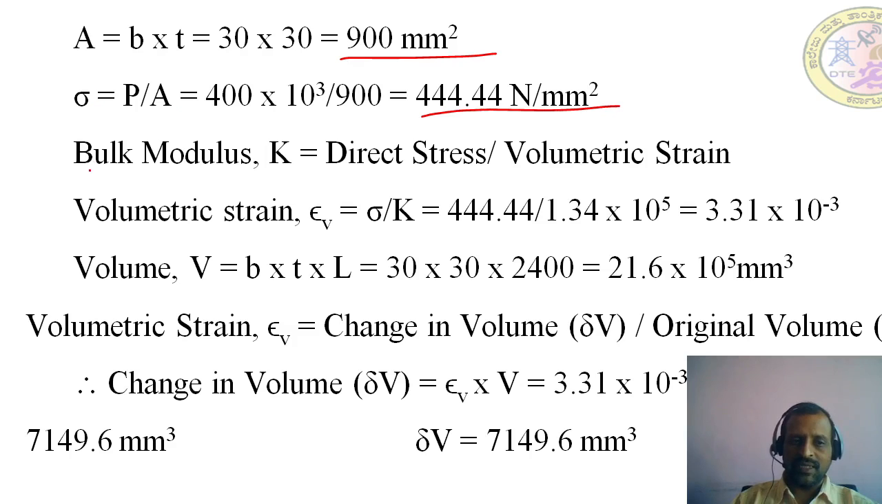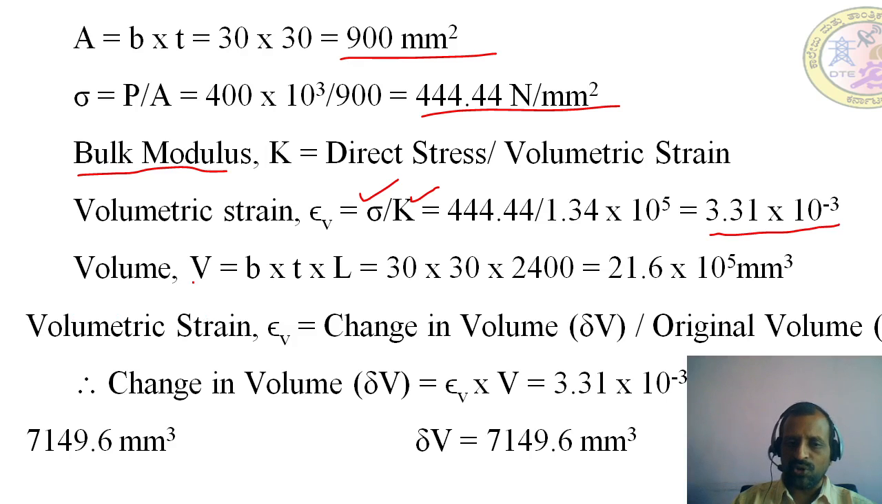Then bulk modulus, write the equation for bulk modulus. So bulk modulus K is equal to direct stress by volumetric strain. So now you need volumetric strain. So bring volumetric strain on the left hand side and write it as epsilon V is equal to sigma divided by K. So just now you found the sigma and also the K. Substitute these two values in the equation. So 444.44 divided by 1.34 into 10 to the power of 5. So that is equal to 3.31 into 10 to the power of minus 3. So this is the volumetric strain.